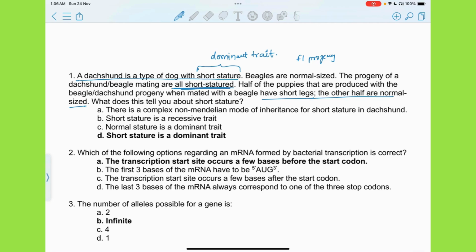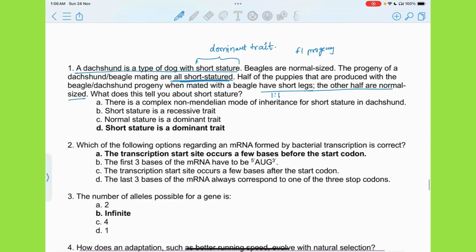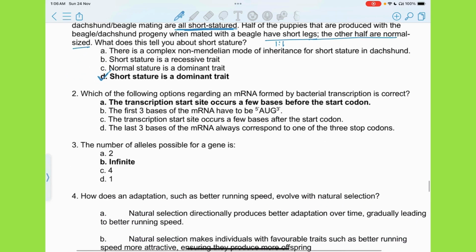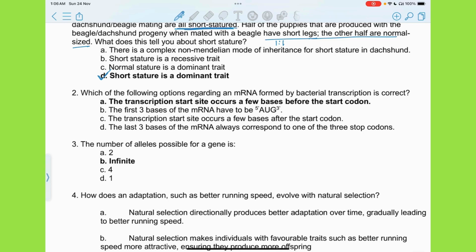Now we'll check the F2 generation. The F2 generation shows 1:1 segregation of the character when crossed with the homozygous recessive, that is the normal size beagle. So the correct option here is option D. Moving to the next question.